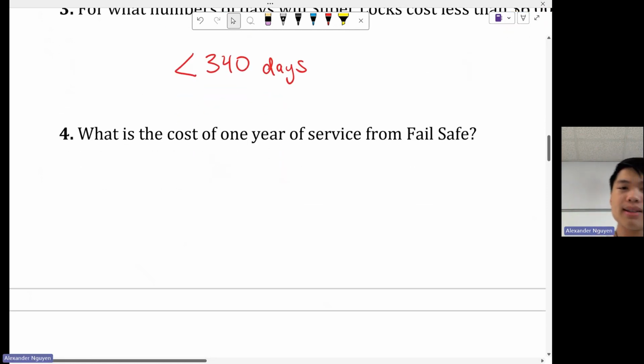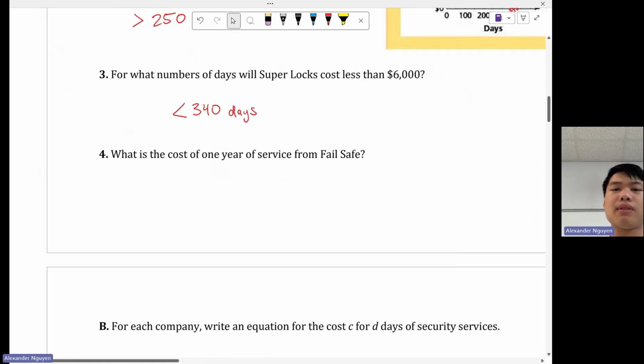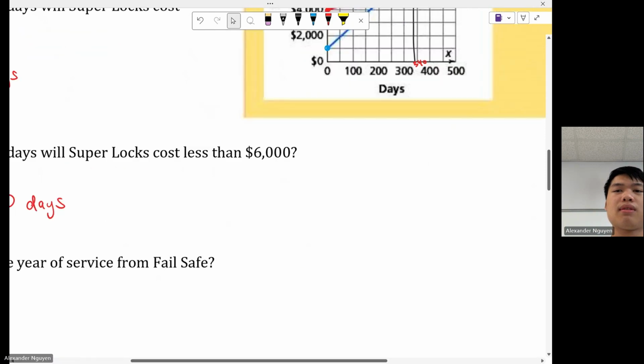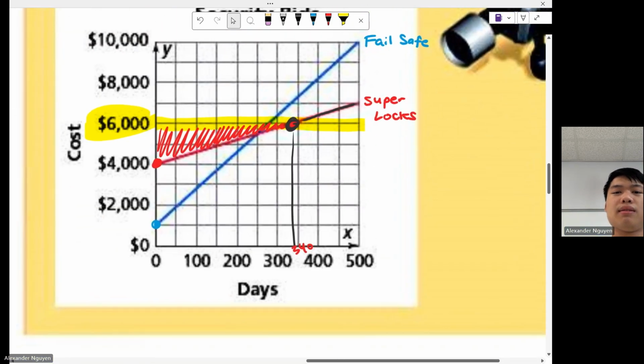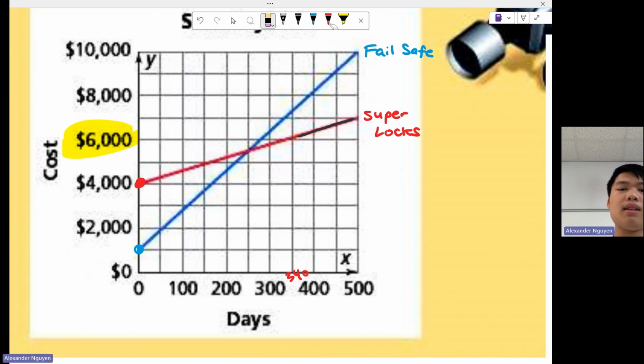What is the cost of 1 year of service from Failsafe? So 1 year of service. Let's look here. Failsafe is our graph in blue. If we want to look at the cost after 1 year, remember that 1 year is 365 days. So right around there, that's about 365. Let's see where that intersects with our graph. And it's right about here.